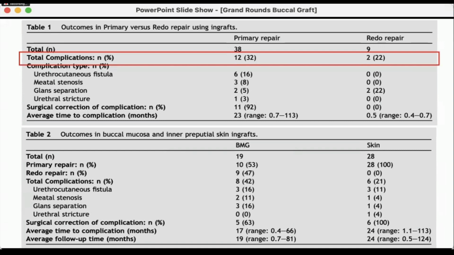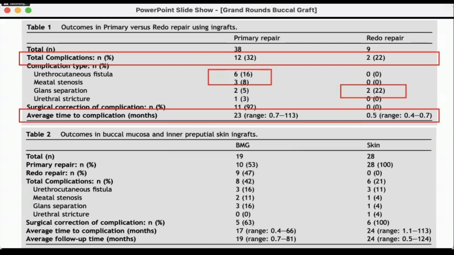Urethrocutaneous fistulas, 16%, and meatal stenosis, 8%, were the two most common complications observed in primary repairs. On the other hand, gland separation with 22% was observed most commonly in the revision surgeries. Complications were recognized at an average of 23 months after the primary repair and 0.5 months after the revisional surgery.